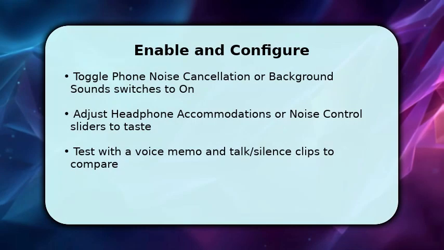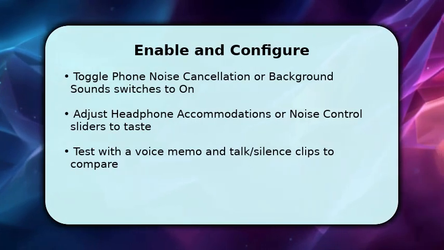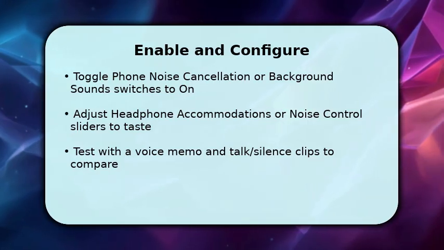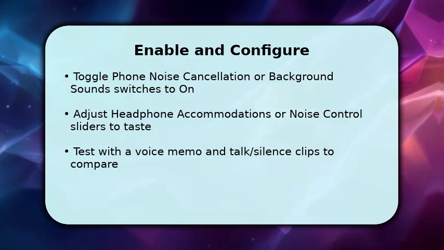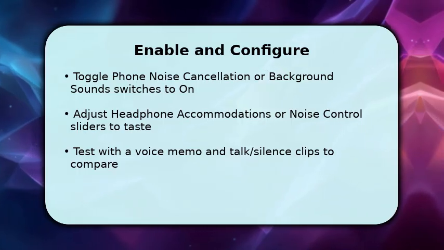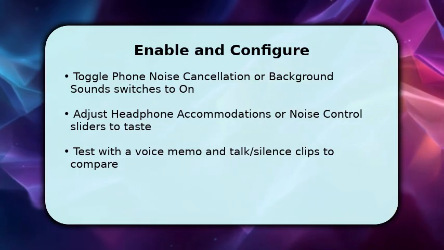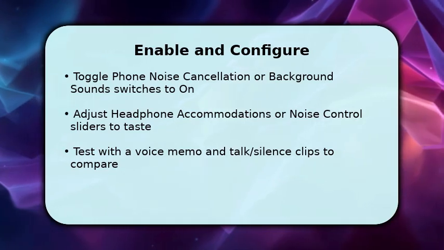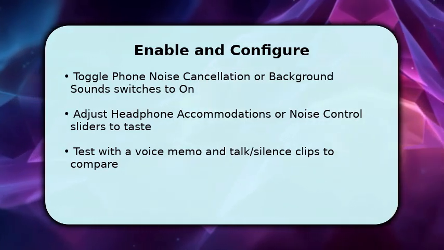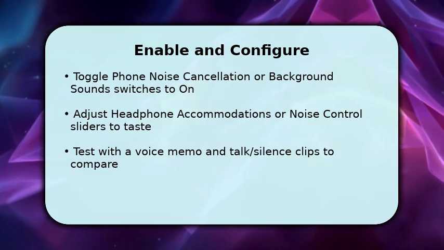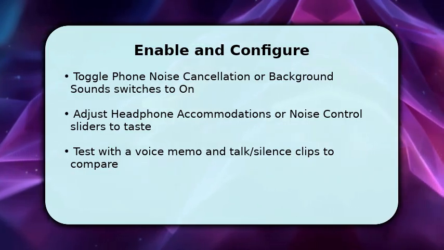Next, you enable the features that do the work. Toggle phone noise cancellation for calls or background sounds for persistent masking. Once enabled, adjust headphone accommodations or the noise control slider to match how aggressive you want filtering to be. Stronger filtering reduces more ambient noise but can affect voice clarity.